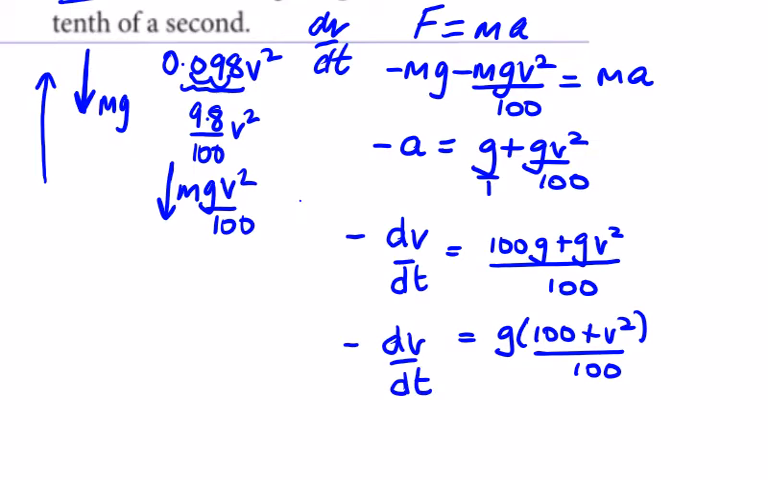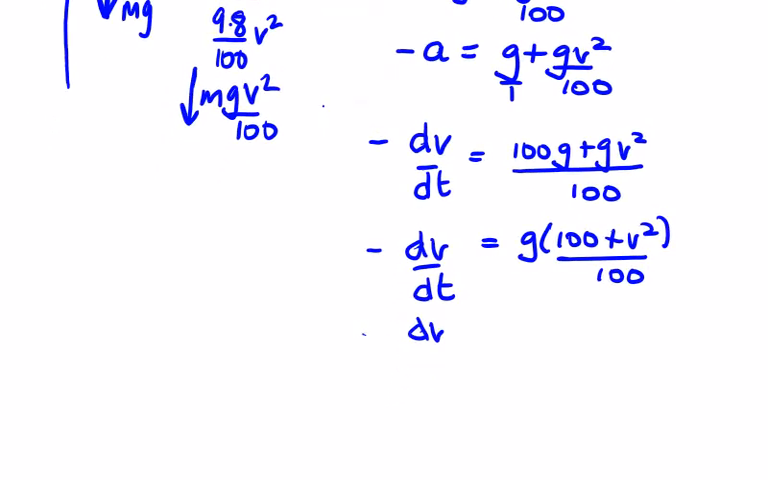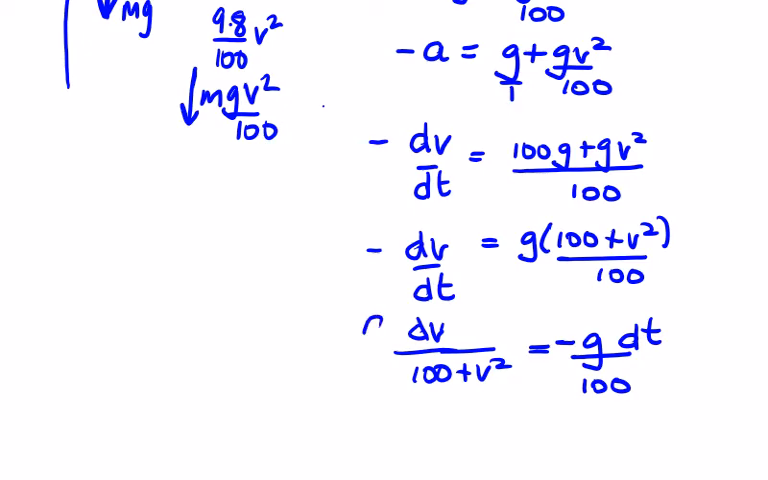So getting time on its own, we're going to have dv, put the minus here for now, minus dv over 100 plus v squared, so we're going to be using tan here, is equal to, the g is already there, and I'll bring the t over, so g over 100 dt. I'll bring the minus over to the right and just leave this one as positive. So we need to integrate both of these.